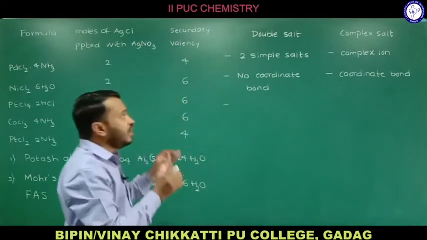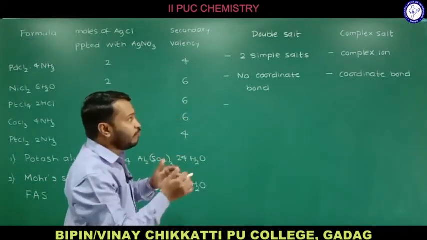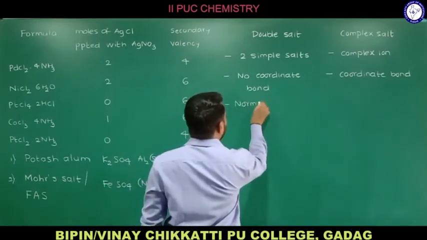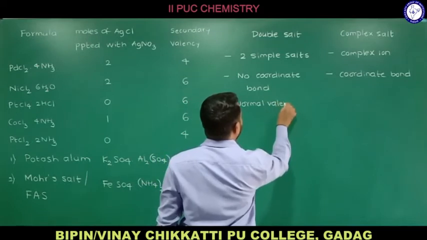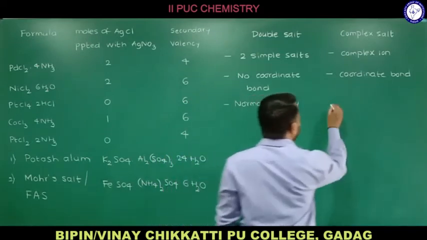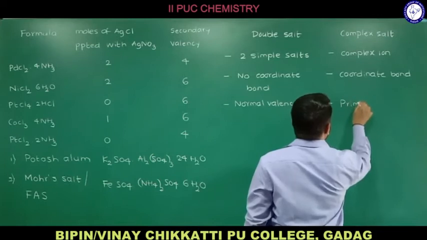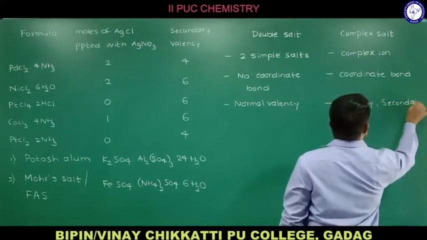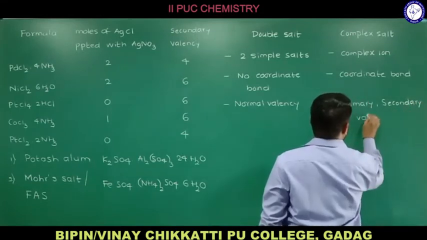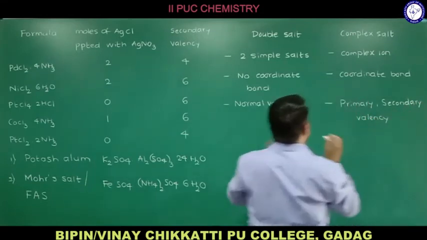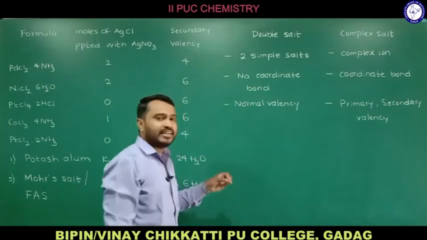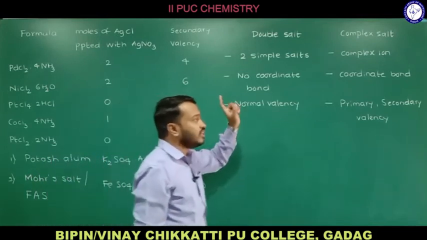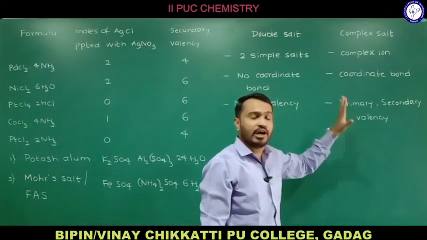So if you consider double salt and complex salt, double salt is going to possess normal valency, whereas the complex salt, as we know according to Werner's theory, is going to exhibit primary and secondary valencies. We have two types of valencies, primary and secondary valency. So the double salt contains normal valencies, okay, +1, +2 like that, whereas complex salt has primary valency and secondary valency according to Werner.